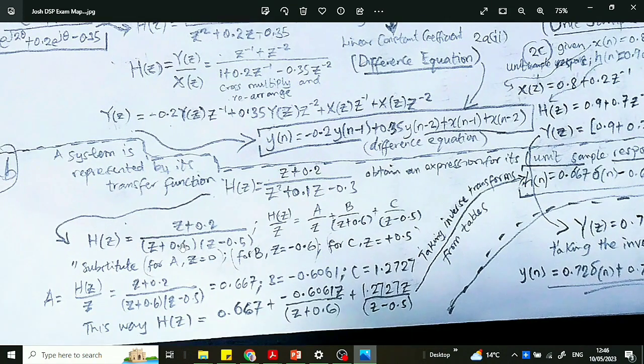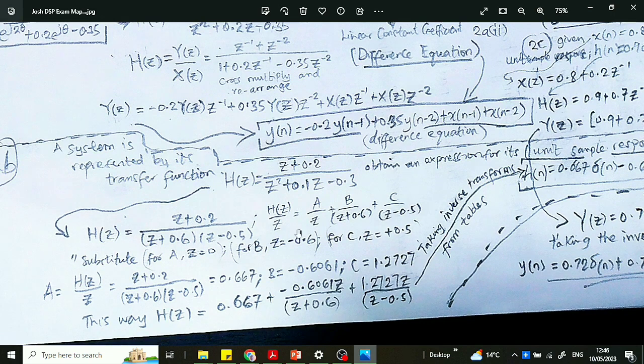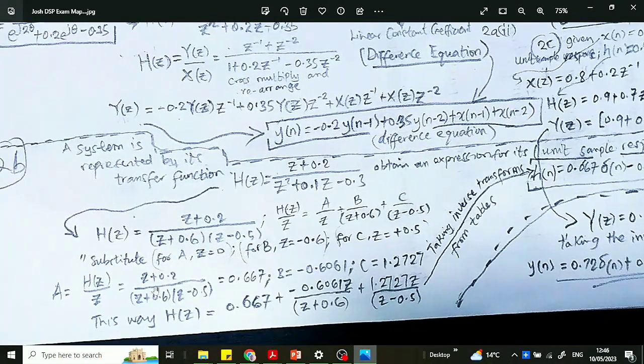So you divide by z. Okay, because this a wouldn't have a denominator when you do the partial fractions. So do this and then divide by z. So substitute z equals 0 for a. For b, substitute z equals minus 0.6, because this 0.6 goes to the other side. For c, substitute z equals positive 0.5. So how do you do that? You take the numerator, divide it by z. The whole thing divided by z gives you this.